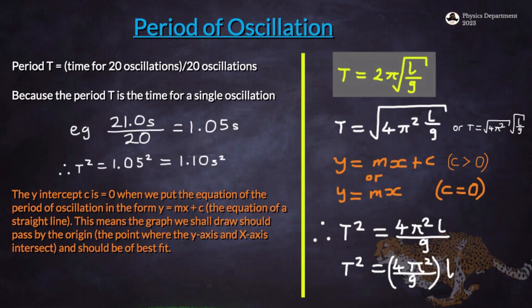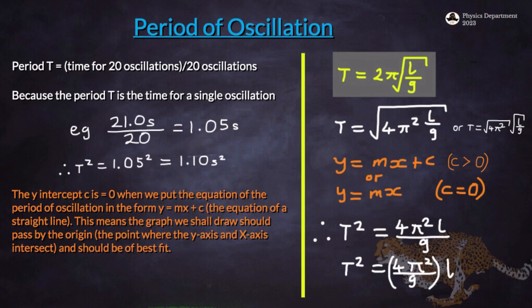So our equation in the form y equals mx will be T squared equals, which means our gradient will be 4 pi squared over g, multiplied by the x, which is L, the length of the string. If you read that orange note there on your left side, you'll find there is something we call the origin, which is where the two axes meet, the y-axis and the x-axis, the vertical and horizontal axes.